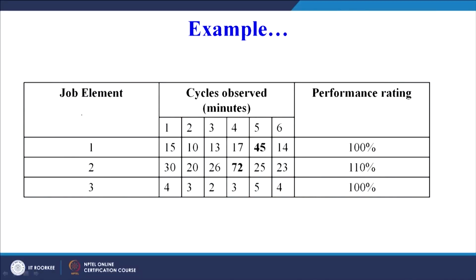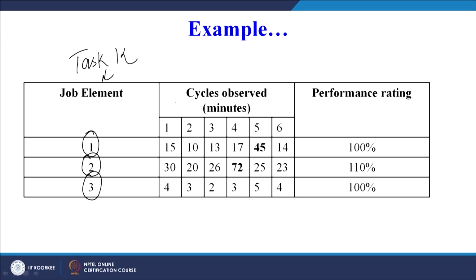You cannot directly go to the standard time, especially where we have made direct observation, without calculating the normal time. So in case of time study or direct observation of the work being done or the various elements being taken into account, we have to calculate the normal time first, and from normal time we will then go to the standard time. Now let us try to understand the problem. As you know, this task K is made up of 3 elements, element 1, element 2 and element 3.